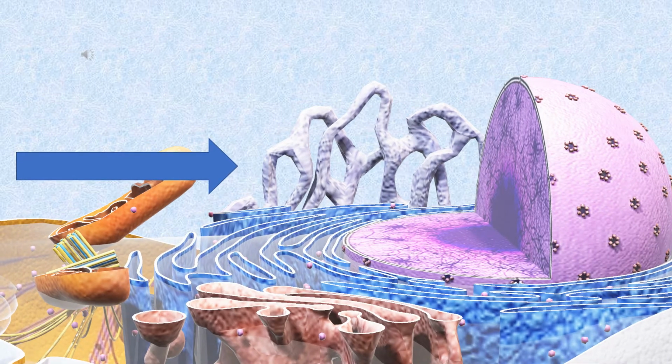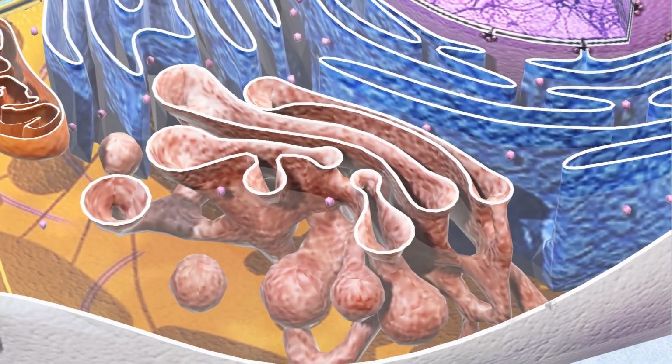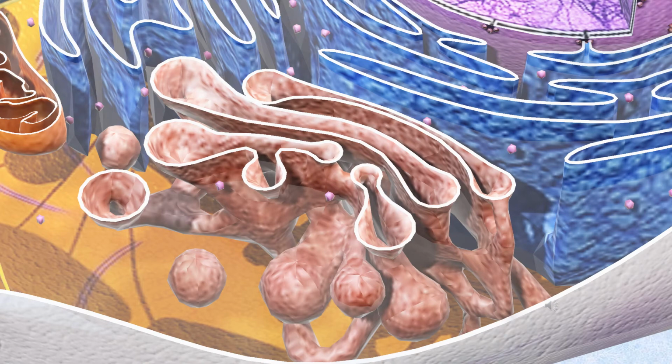Its functions are the synthesis of lipids, steroid hormones, the detoxification of harmful metabolic byproducts, and the storage and metabolism of calcium ions within the cell. Ribosomes go in, and proteins come out.